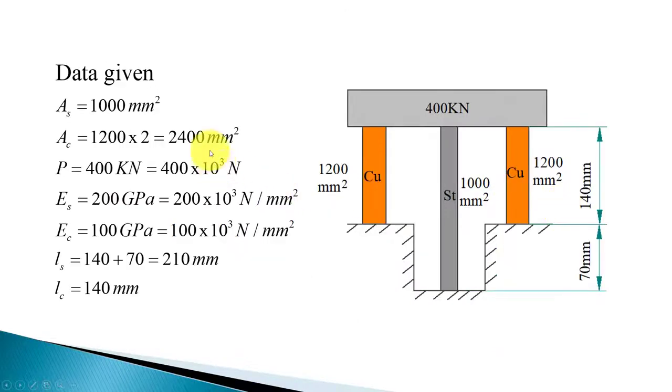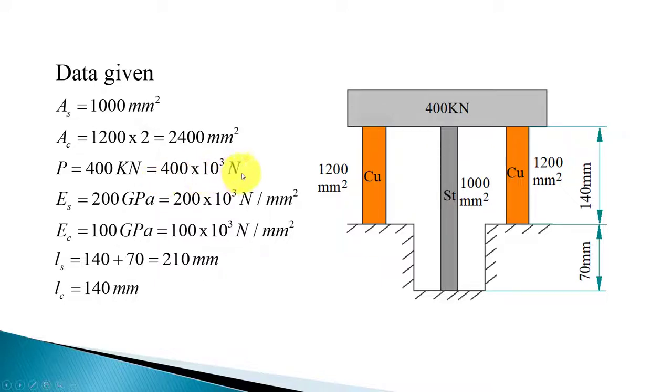Now let us tabulate the data given. AS is equal to 1000 mm square, the area of cross section of steel. Now the area of cross section of copper is 1200 into 2. Since there are two copper rods, we have to multiply by 2, which gives the total area of cross section of copper. So the two copper rods put together have a total area of 2400 mm square. The load P is 400 kN, the weight acting downward.